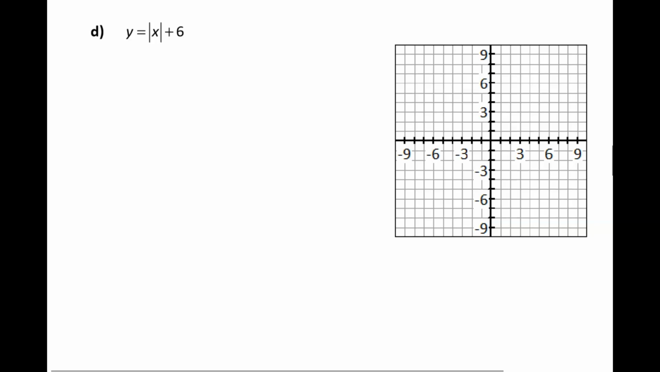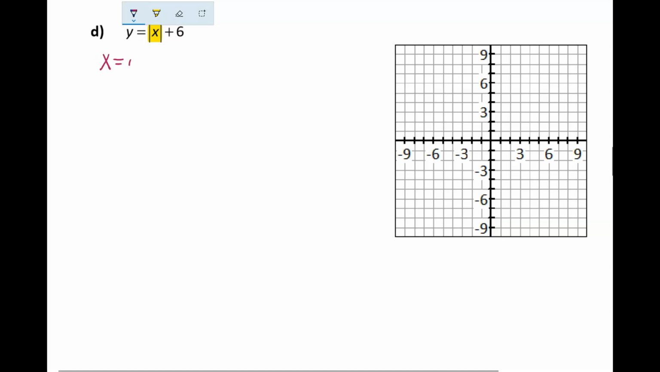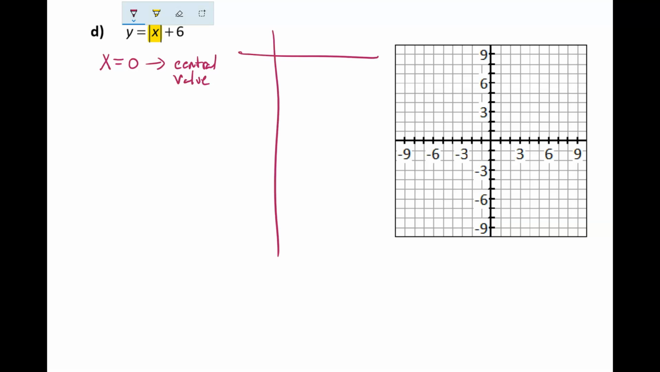This one is another absolute value function, but this time the inside of the absolute value is just x. So if we set that equal to 0, then that gives us x equals 0 as our central value. So I'm just going to put x equals 0 as my central value and graph a few negatives and then a few positives. And our y value is the absolute value of x plus 6.